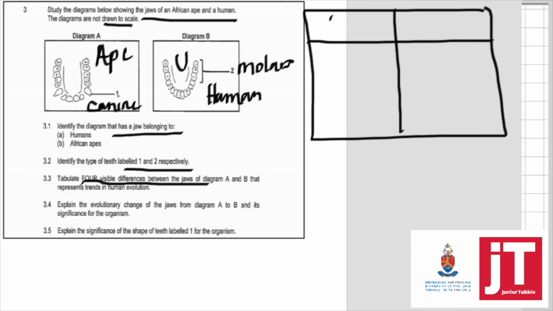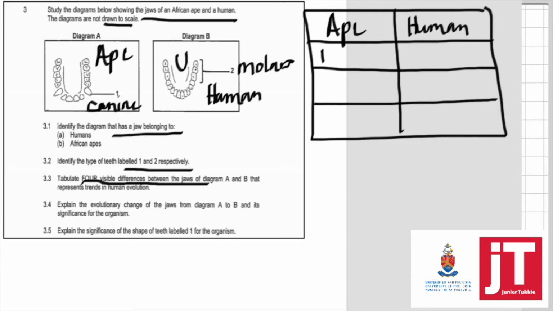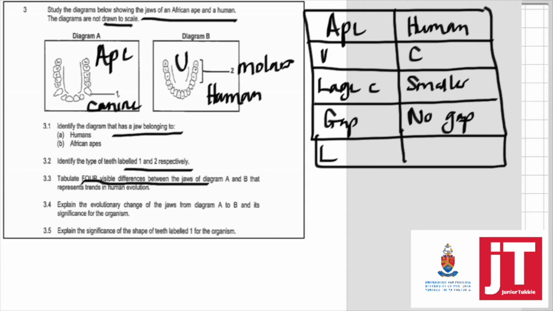So here I'm just going to shorten my answer. Your heading must be ape in the one column, and your other heading must be human. Don't forget to draw your rows. Now, apes have U-shaped jaws, humans have C-shaped jaws, apes have large canines, humans have smaller canines, apes have a gap between their teeth, which is the canines and incisors. Humans don't have that gap. And apes have larger jaws and humans have smaller jaws. So I've just shortened my answer so that I can fit it in my table. Remember to have rows and columns.